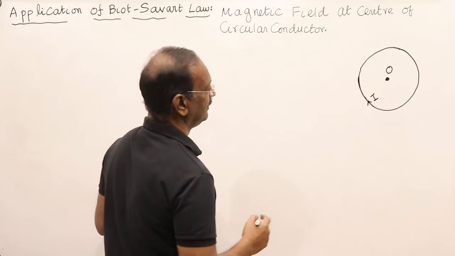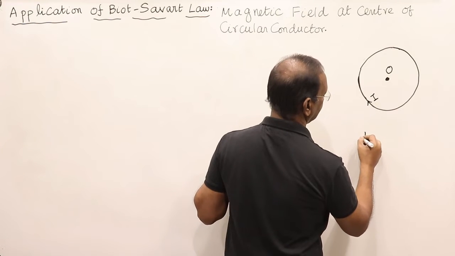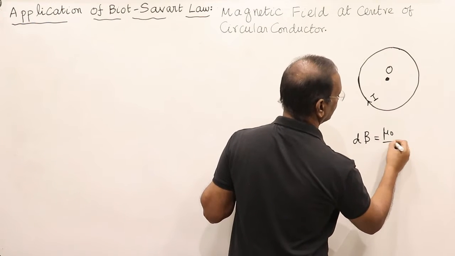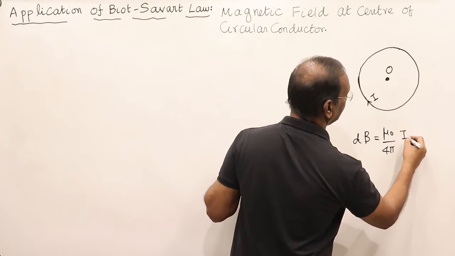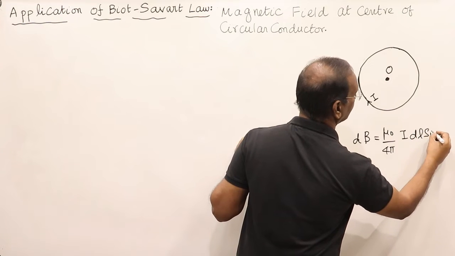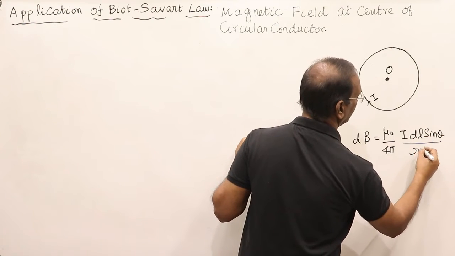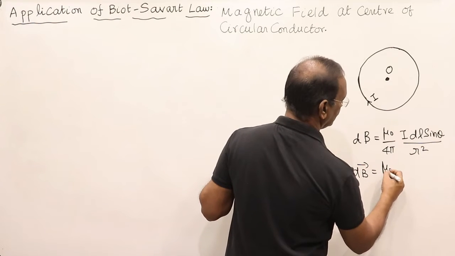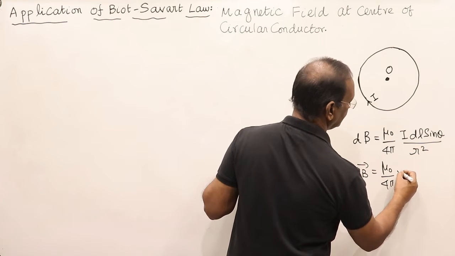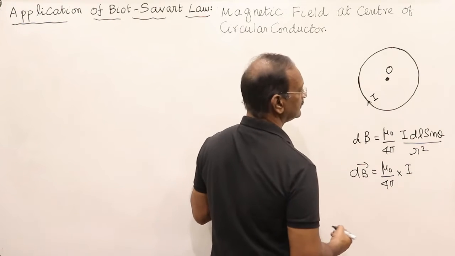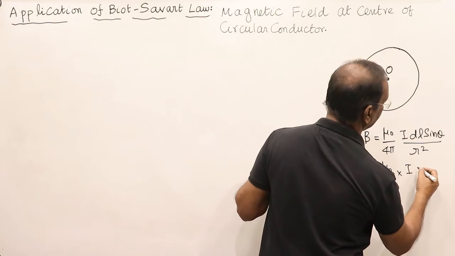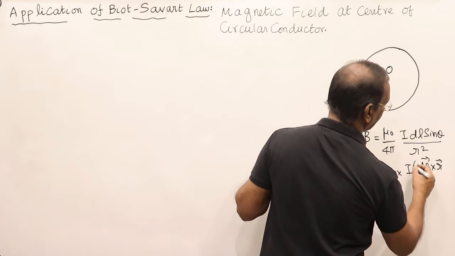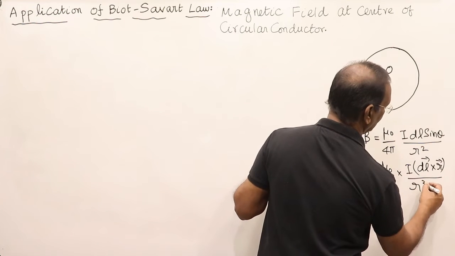As it is, we know this law, that is dB by Biot Savart law is equal to mu naught by 4 pi into I dl sine of theta by r square, or in vector form dB vector is equal to mu naught by 4 pi into I into dl vector cross r vector divided by r cube. What is r?